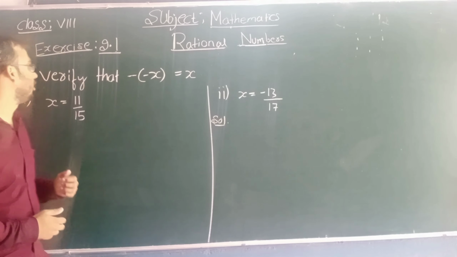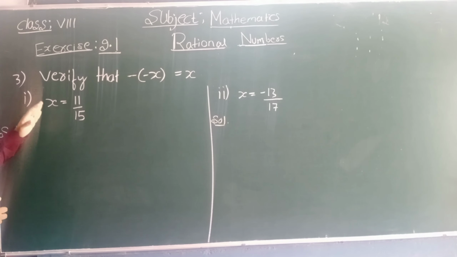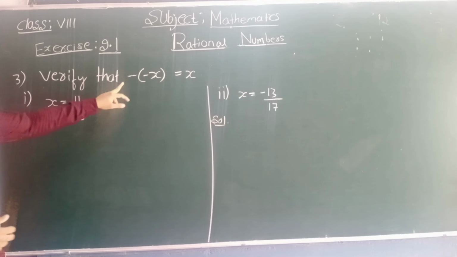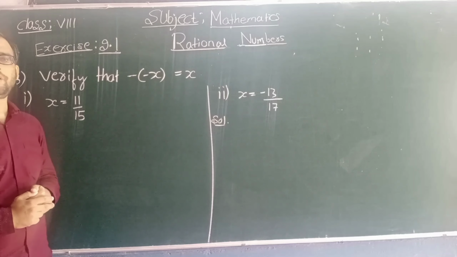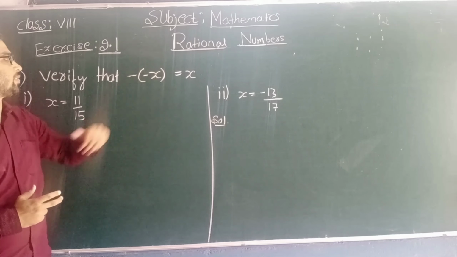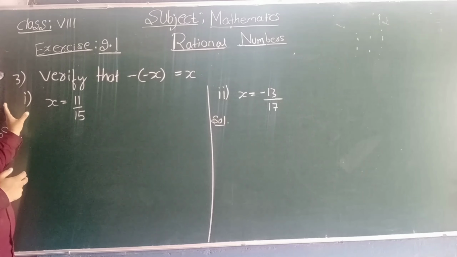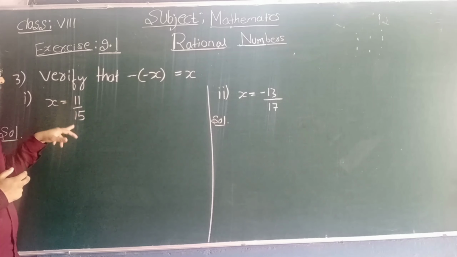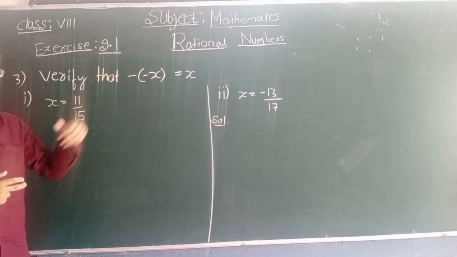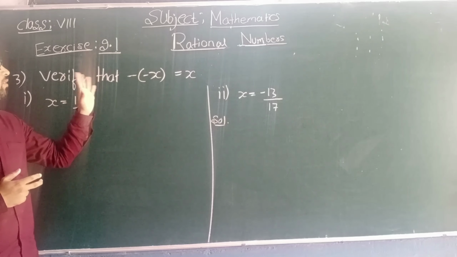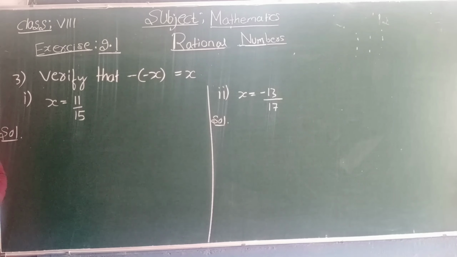Now we'll solve the third question. Look at what is given, students. Verify that minus of minus x is equal to x. So what we need to find is whether minus of minus x is equal to x or not. The first question: they have given the value of x as 11 by 15, and we need to verify that whether minus of minus x will be equal to x or not.